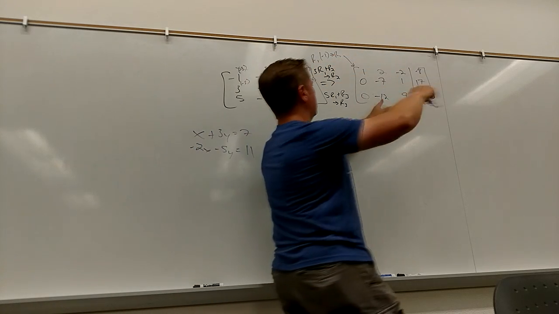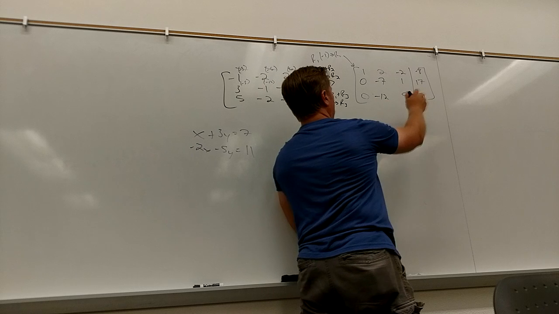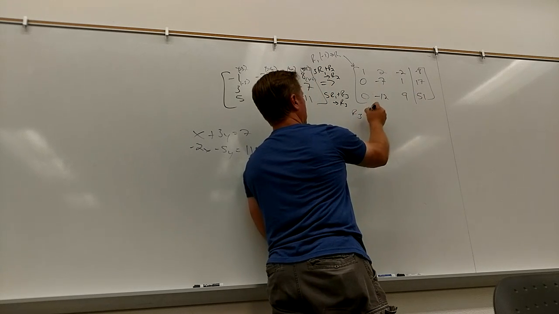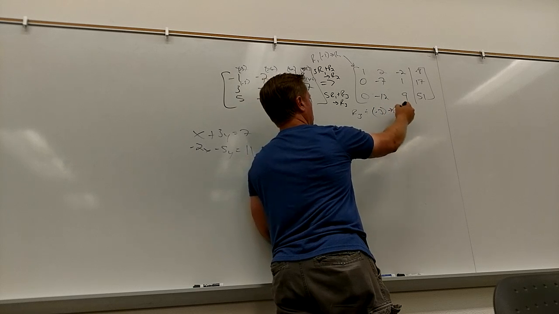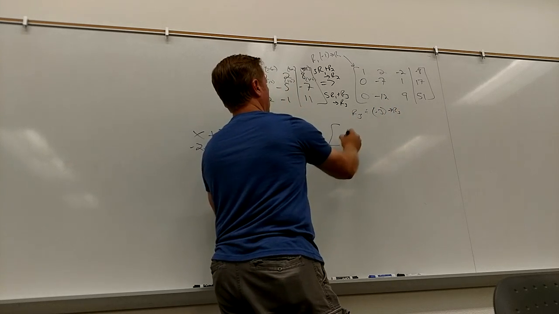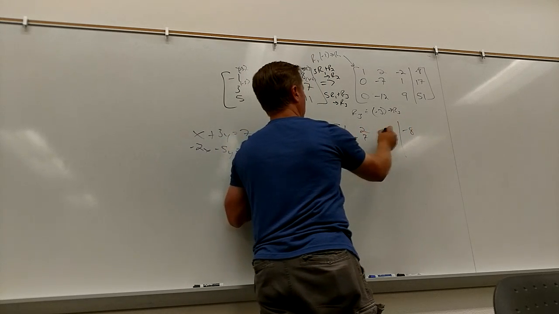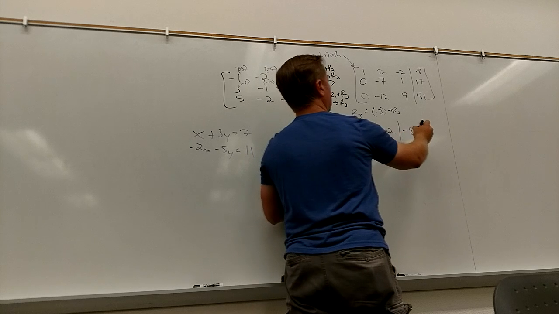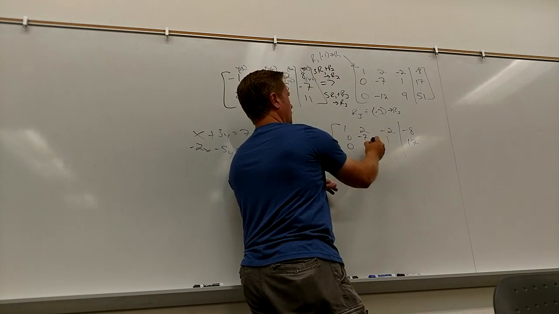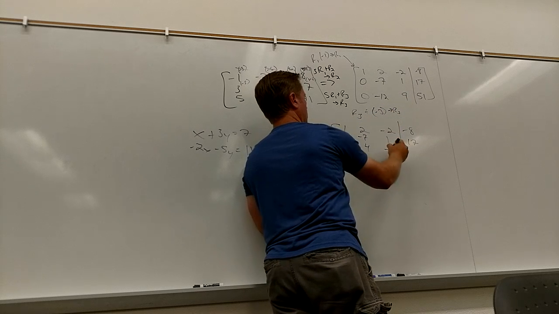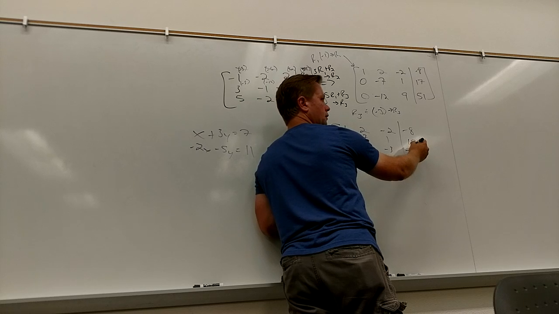Now, the suggestion right now, what goes into all 3 of these? 3. So I could take row 3 divided by, let me just go ahead and say, negative 3. Let's see if that makes this thing look any better. 1, 2, negative 2, negative 8. 0, negative 7, 1, 17. 0, 4, negative 3, negative 17.